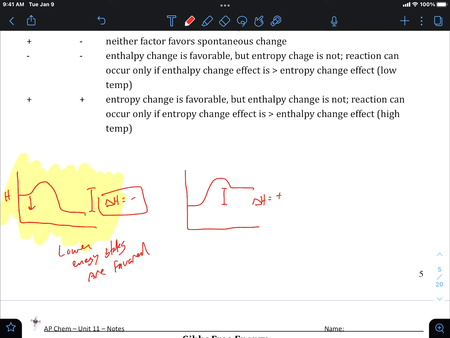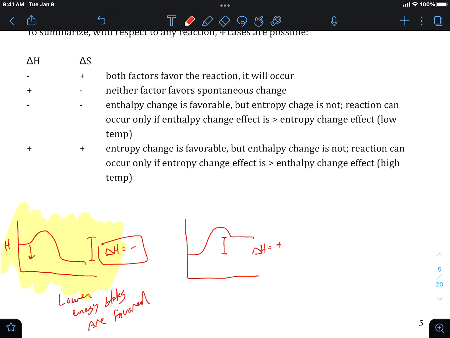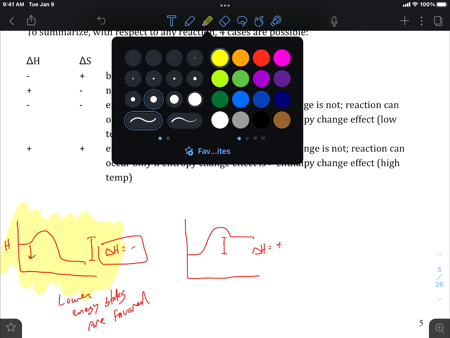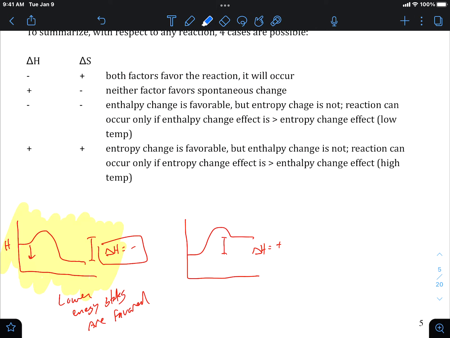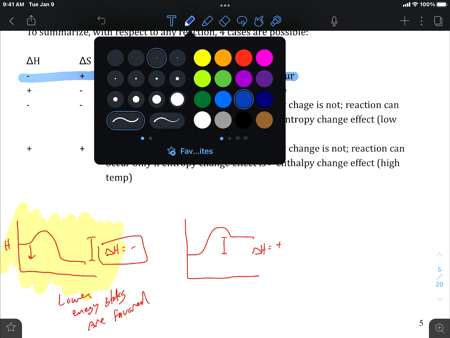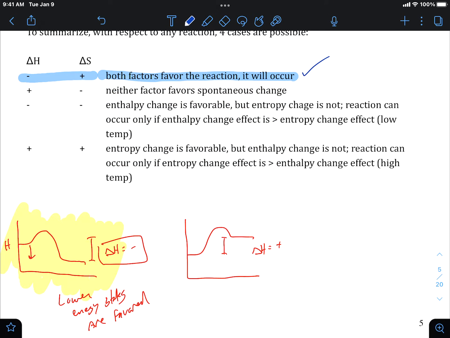enthalpy changes. So when we consider a reaction and we determine what the signs are for both enthalpy and entropy changes. Okay, so scenario 1. If your enthalpy is negative, that is favored. If your entropy is positive, that is favored. Both factors will favor the reaction, so that reaction will definitely occur. Okay, we can look at a reaction, we can say for sure that reaction will happen. Now, remember, we're not talking about how fast it's going to happen. We're just saying that it will happen.